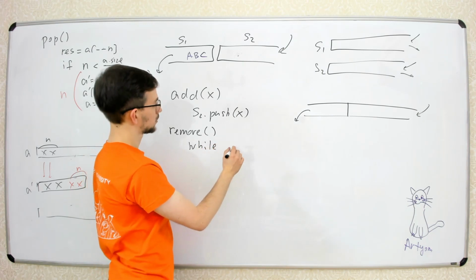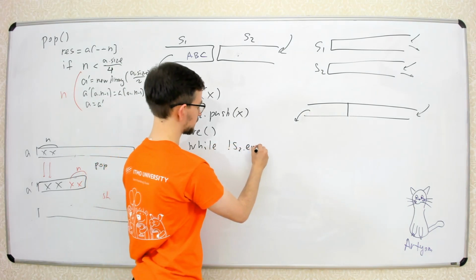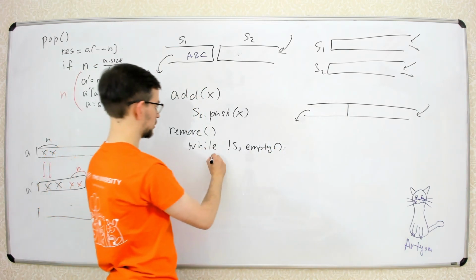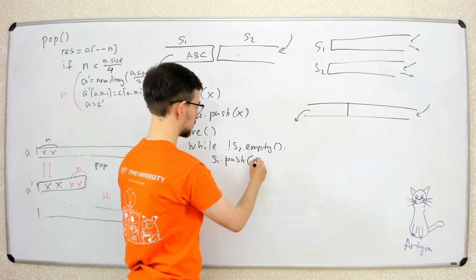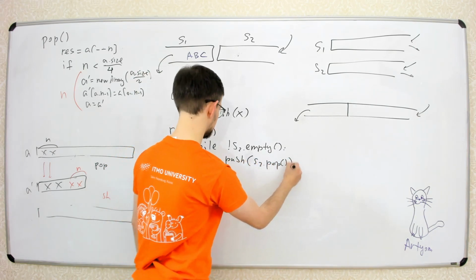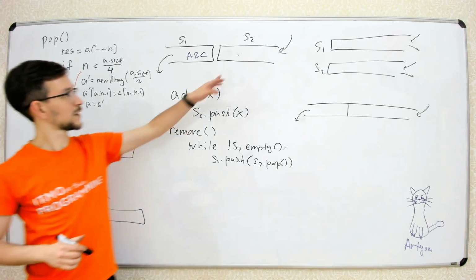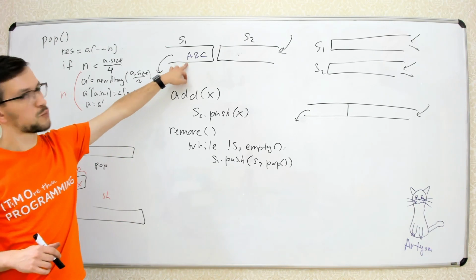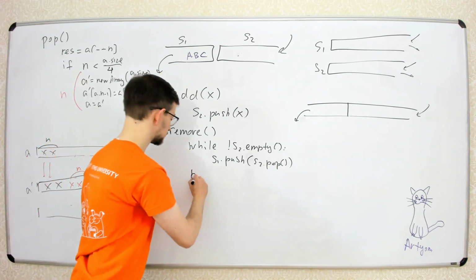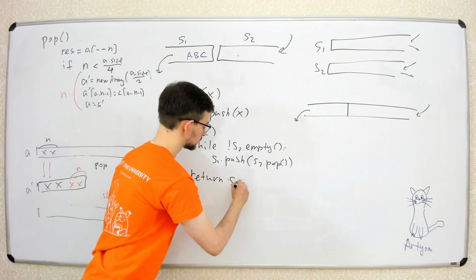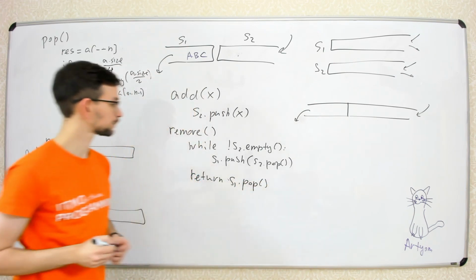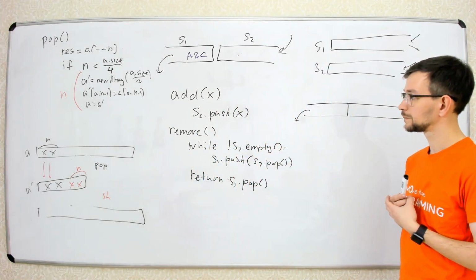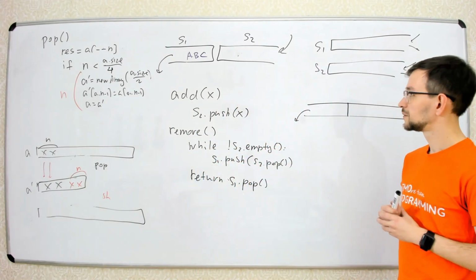Let's say while not S2 empty, S1 push, S2 pop. So just move all elements from this stack to this stack. And now simply pop the first element from stack 1. That's all, that's the whole plan. Yeah. That's a queue.